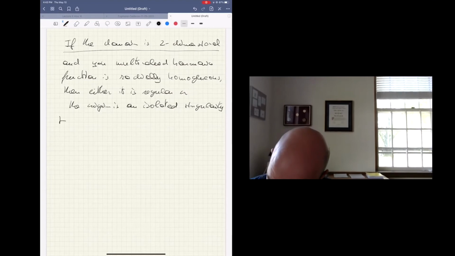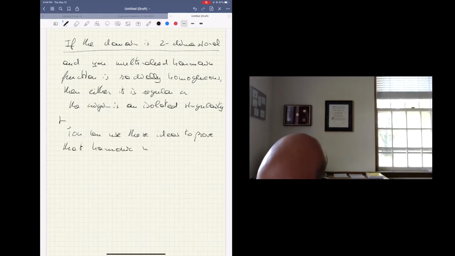So you can use these ideas to prove that harmonic multivalued functions on two-dimensional domains have isolated singularities.